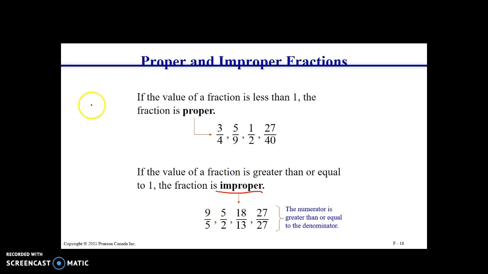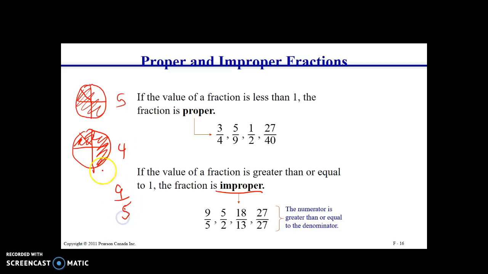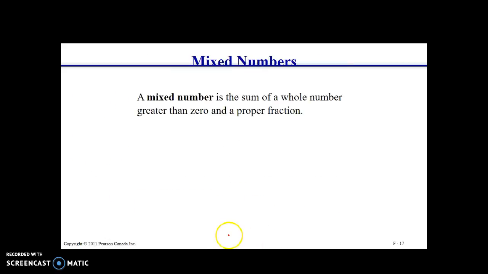So if we had some shape divided into 5s, let's just say 5, for example, and we have 9 of those, well, that would be more than one of those shapes. So we have 5 over 5 here, and then we'd have 1, 2, 3, 4 circled in here. So 5 plus 4 will give us 9 pieces out of 5. Improper.